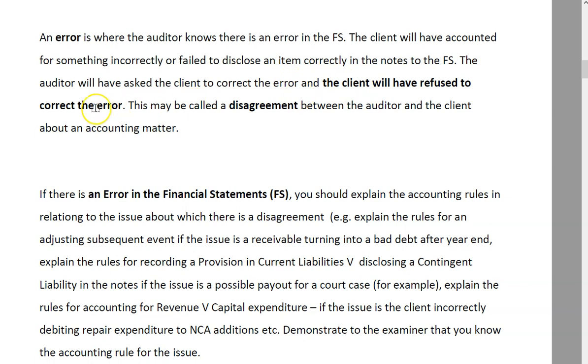And the client will refuse to correct the error, and this causes a disagreement. So sometimes you see it being referred to as a disagreement. So in any answer, you have to explain the accounting rules in relation to the issue about which there's a disagreement. So if the problem is that the client did not record a provision when they should have, then you have to explain what the rules are for recording a provision. Or if it's revenue and capital expenditure, you need to explain the difference between revenue and capital expenditure.